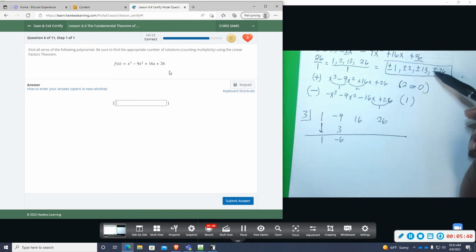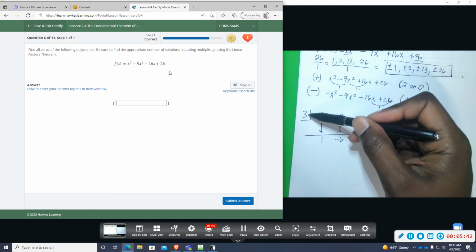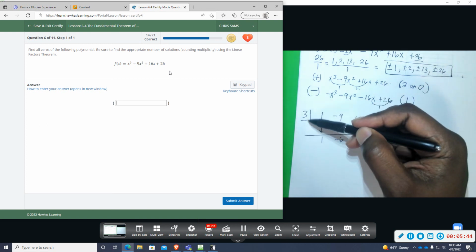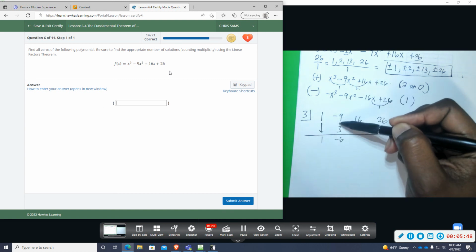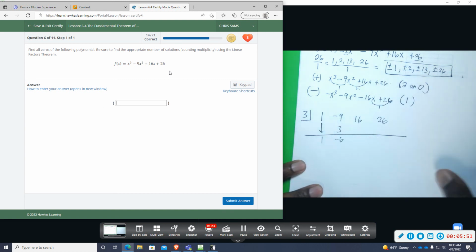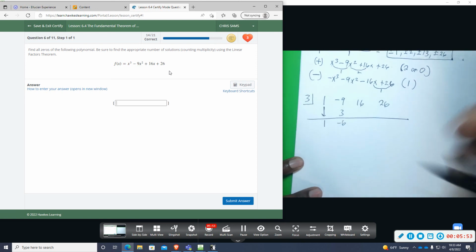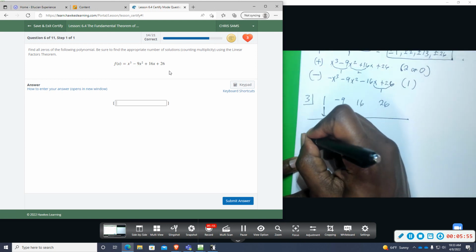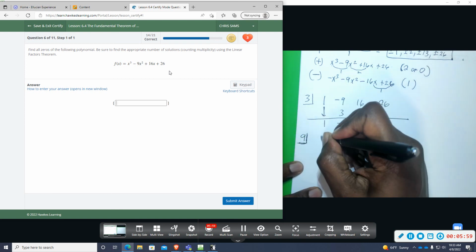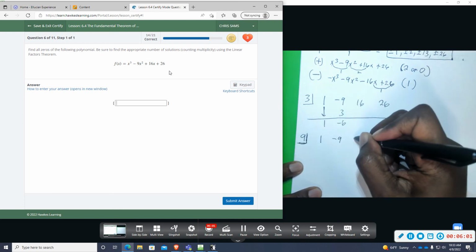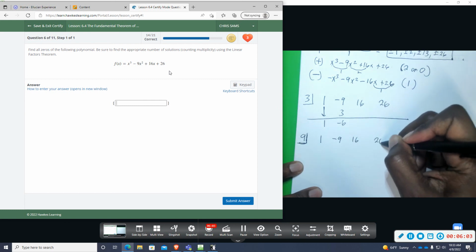I would have to keep going until I at least did 9, because if I did any other number between 3, when I multiply by 1, it has to be 9 or greater. So let's do this again, and let's go ahead and use the number 9. So 1, negative 9, 16, and 26.